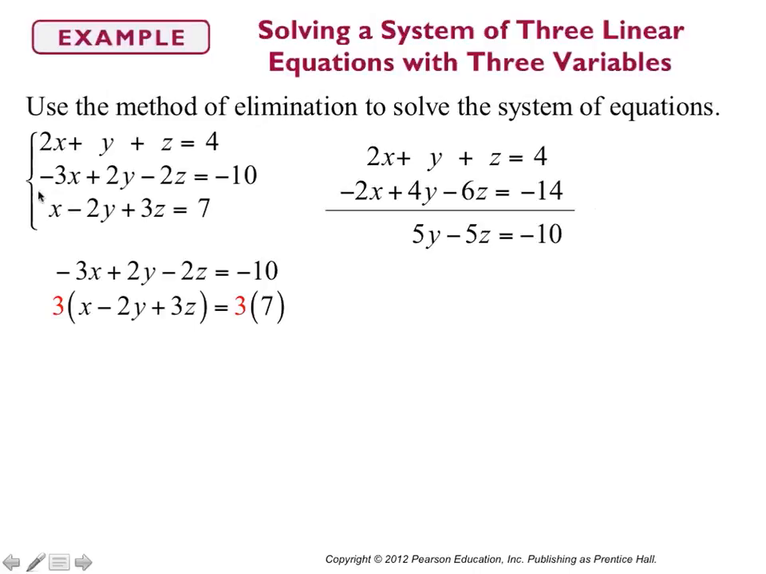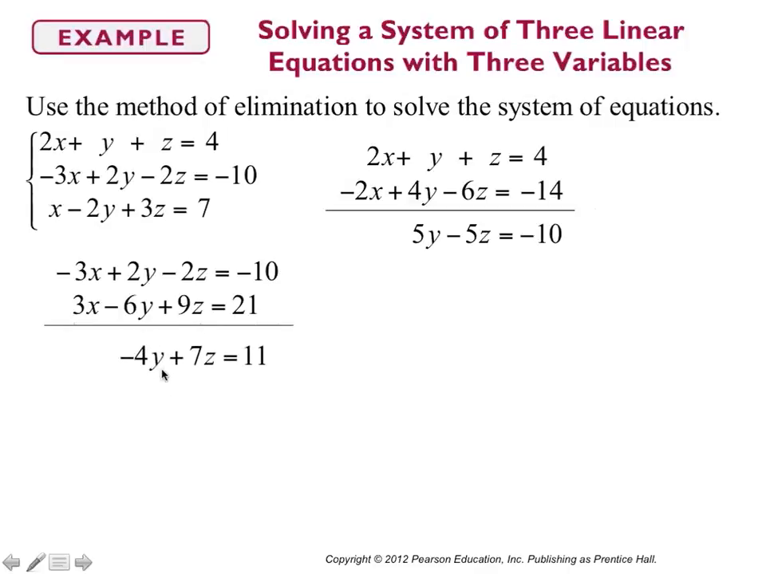I think it's going to be a little easier to use the second and third because they already have opposite signs. So this one is a -3, this one is a +1. So if we take our third equation and multiply everything by 3, we're going to have a -3x and a +3x, and those are going to cancel. So we have our second equation, which is -3x plus 2y minus 2z equals -10. And then we take our third equation and multiply everything by 3. So we have 3x minus 6y plus 9z equals 21. And then we add that together and we get -4y plus 7z equals 11.